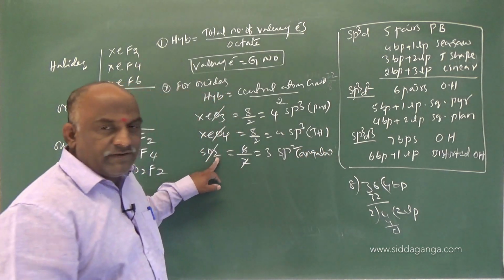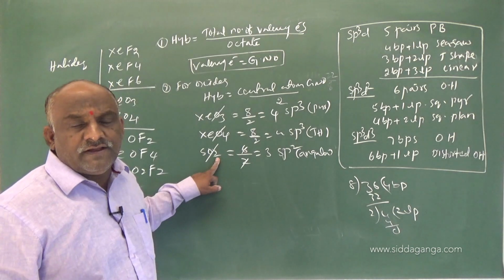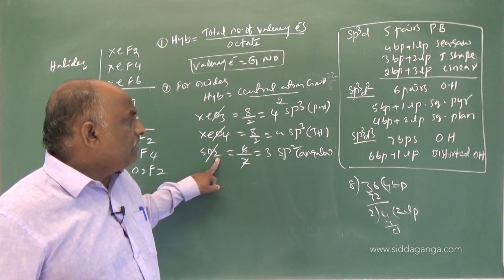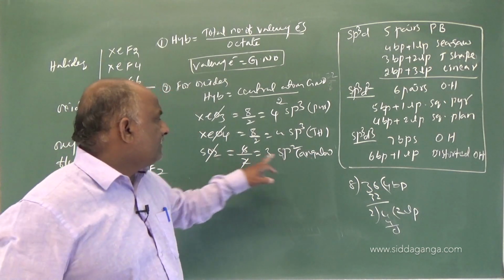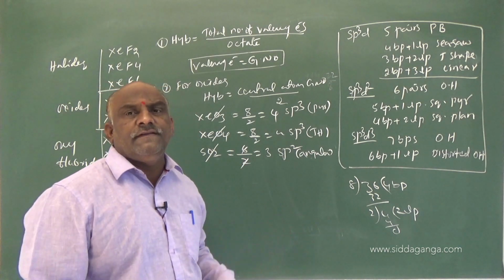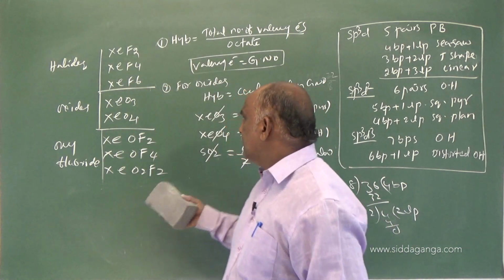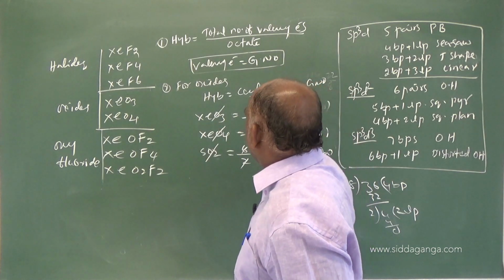Actually we should have 3. If it was 3, then trigonal planar. But in this example only 2 was there, so it is angular. Like this, a number of examples we can solve with respect to this concept. Clear?